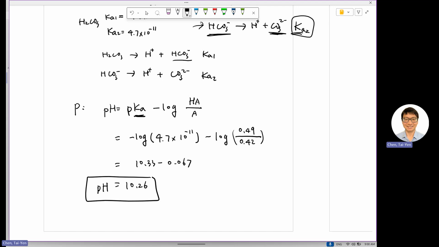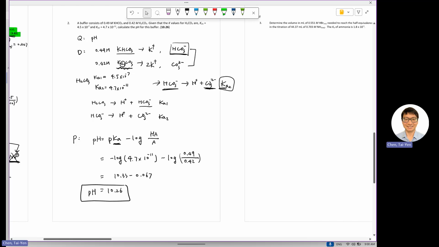Does that make sense? Do you understand this? Okay, cool. Any other questions though? It's very important to see what conjugate acid base pair you have, so you can really decide which Ka to use. All right? So this is one of the trickier questions for the buffer. But I hope everybody can understand it now.